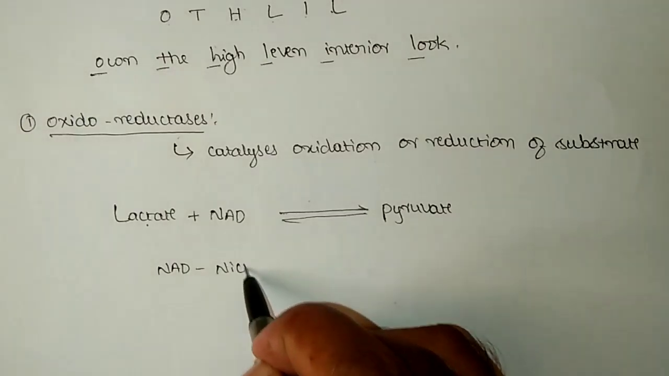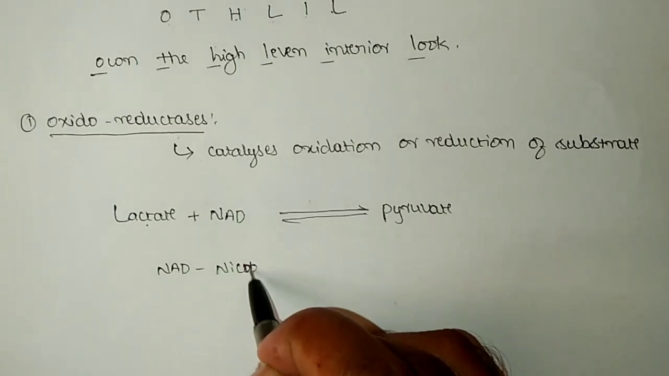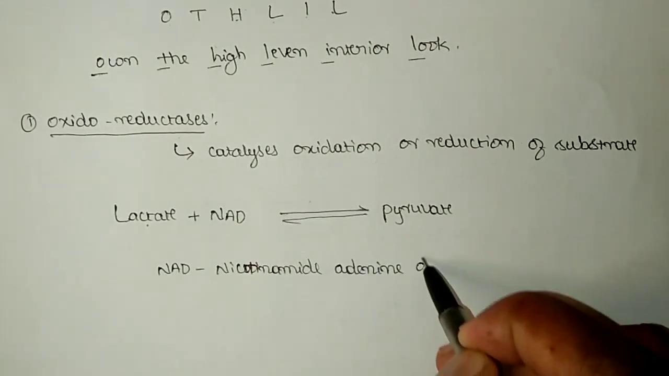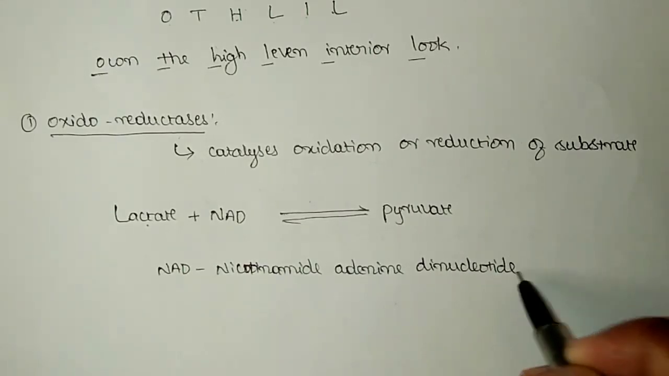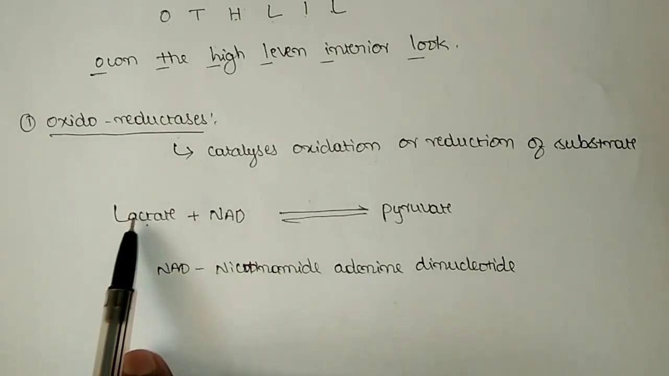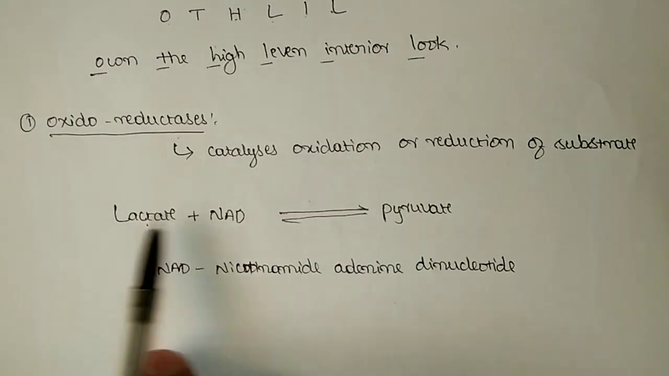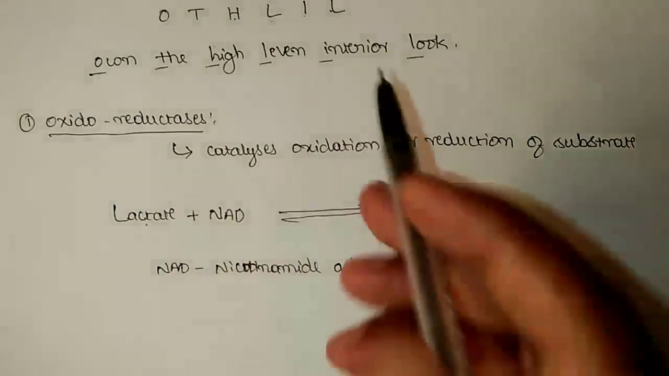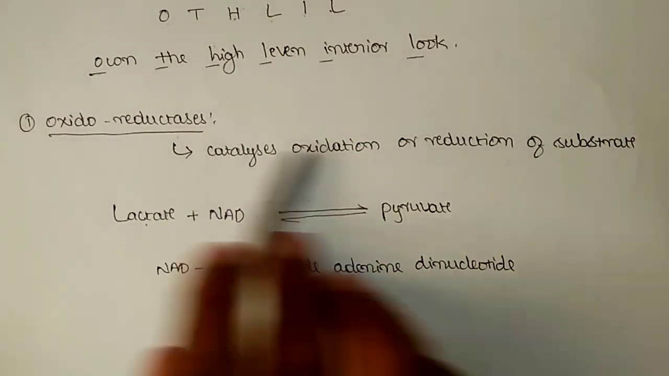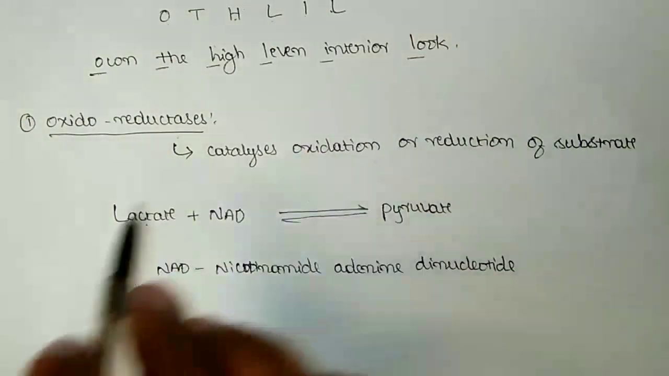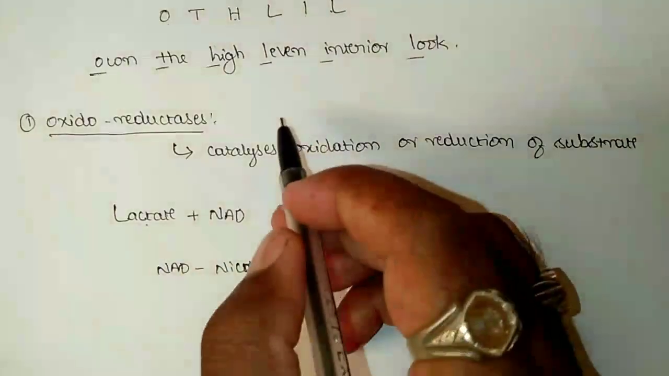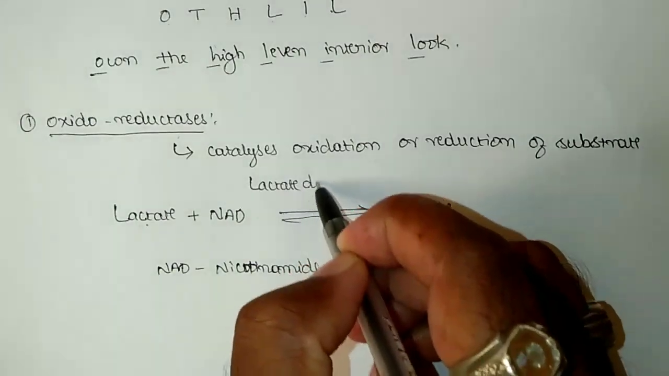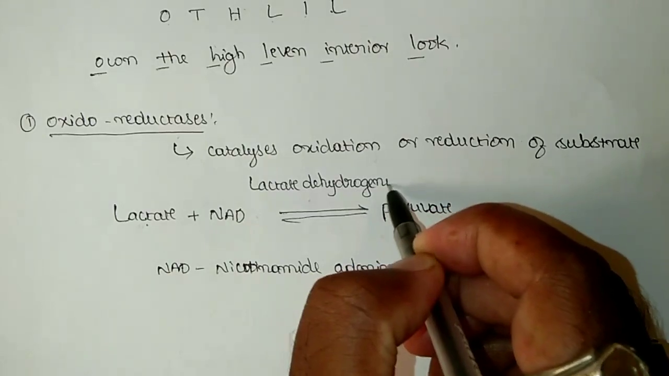NAD, that is nicotinamide adenine dinucleotide. That's the full form of NAD. So this is the receptor molecule over here that receives one hydrogen molecule from the lactate molecule so as to produce pyruvate. But for this purpose we need a catalyst. That means we need an enzyme. So the substrate molecule is lactate, and what is going on? Removal of hydrogen, transfer of hydrogen from lactate to NAD. So it means the enzyme is supposed to remove the hydrogen from lactate. That's what we call dehydrogenation. So the catalyst which is acting over here is lactate dehydrogenase, is the enzyme.